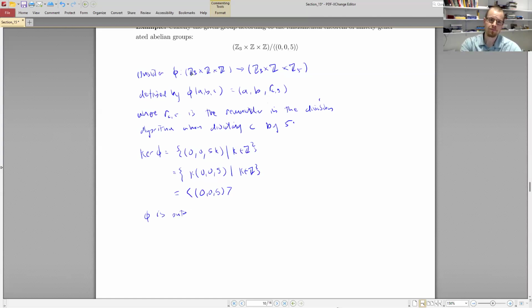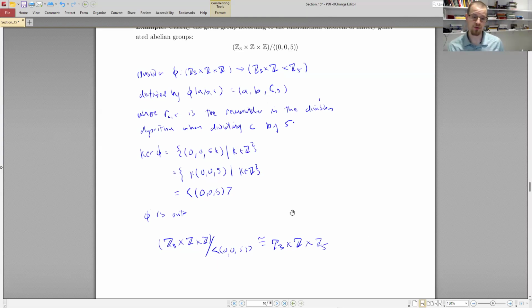Okay, we know that this induces an isomorphism, where the quotient group Z3 direct product with Z direct product with Z, quotient by what's generated by 0, 0, 5, is isomorphic to the image of phi, right? The image of this under phi. But since it's onto, we actually get that it's isomorphic to the entire codomain here, Z3 direct product with Z, direct product with Z5.